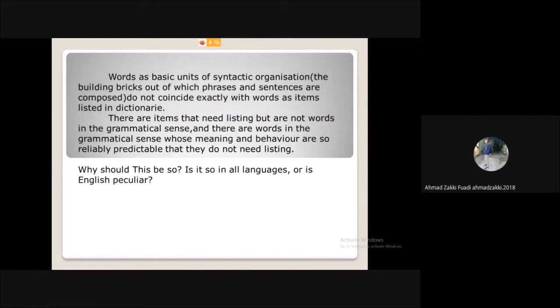A word, as a basic unit of syntactic organization, the building bricks out of which phrases and sentences are composed, does not coincide exactly with words as items listed in a dictionary. There are items that need listing but are not words in the grammatical sense. And there are words in a grammatical sense whose meaning and behavior are so regular and predictable that they do not need listing. So why should this be so? This phenomenon raises a big question for researchers and linguists. Is it so in all languages, or is English peculiar?